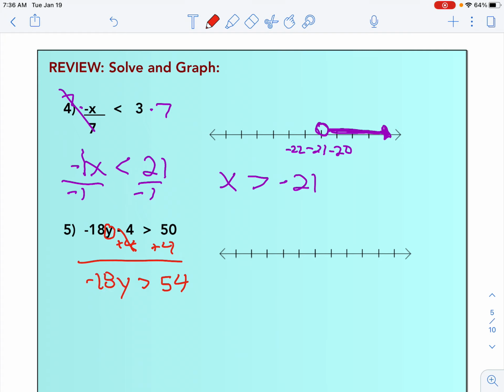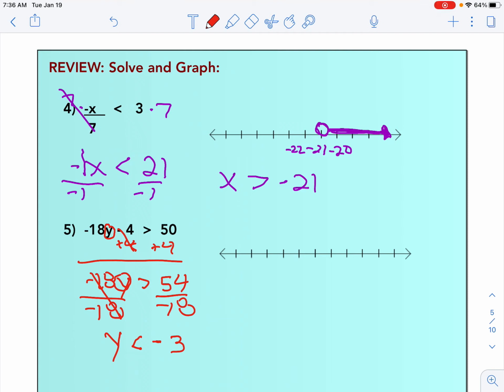So now to solve it for y, to get y by itself, I am going to need to divide by negative 18. And so now this cancels out and I get y. Notice I divided by a negative. If I multiply or divide by a negative, I have to flip the inequality, make it the opposite direction. And 54 divided by negative 18, I believe, is negative 3. And so now I'm going to graph that inequality.